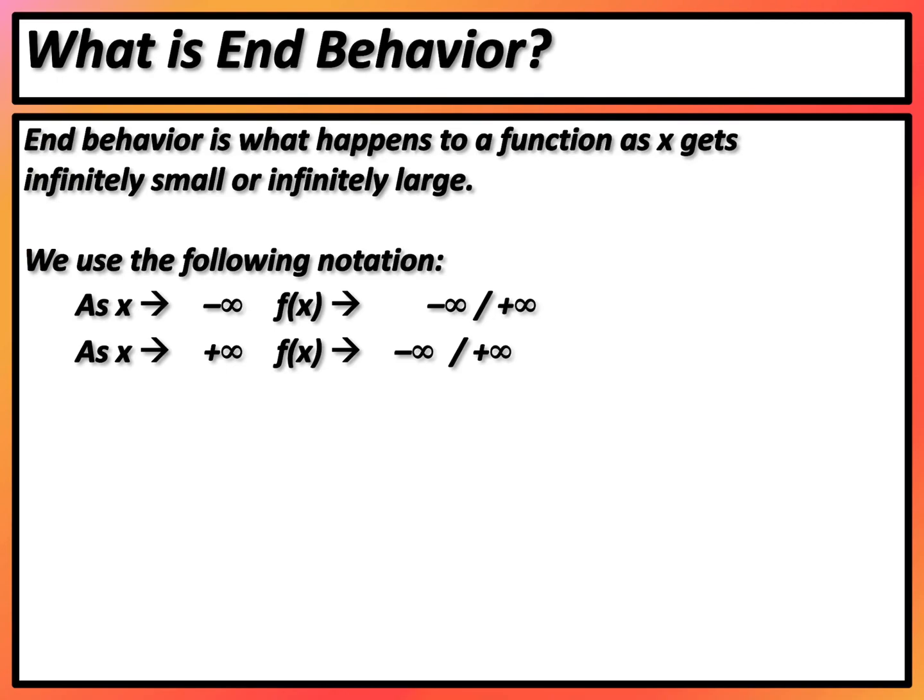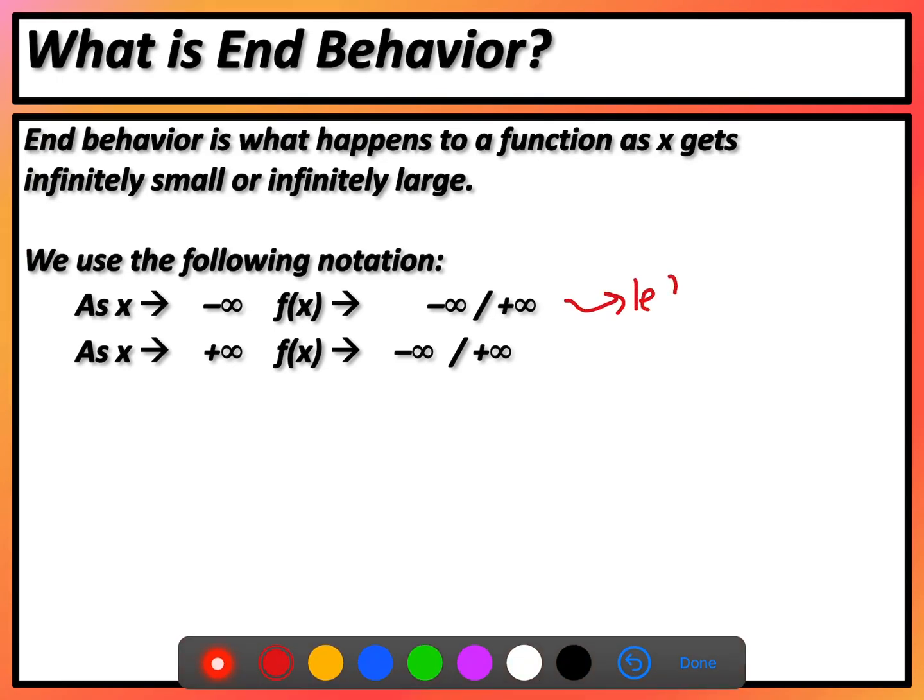So we construct our end behavior statements beginning with "as x approaches." That's what our little arrows mean. So we're always going to have "as x approaches negative infinity" and "as x approaches positive infinity." If we are approaching negative infinity, this is the left side of our graph. And if the x's are approaching positive, this is the right.